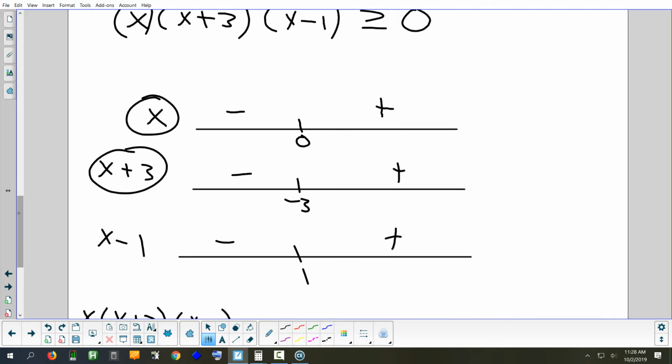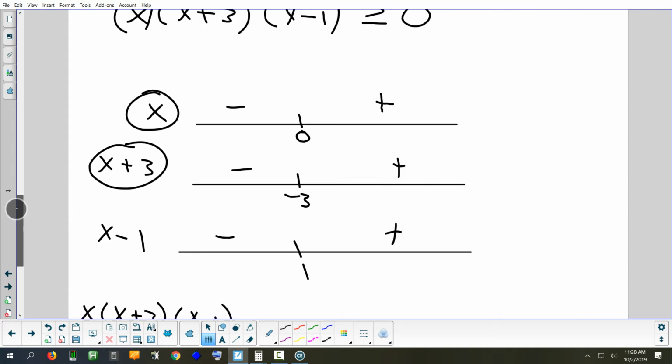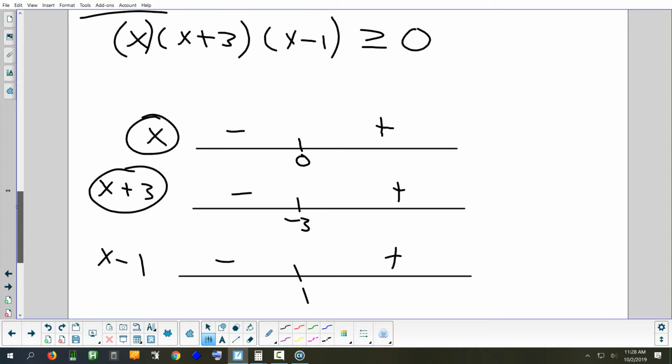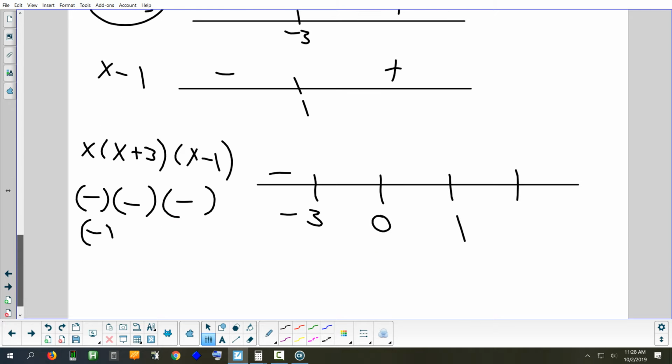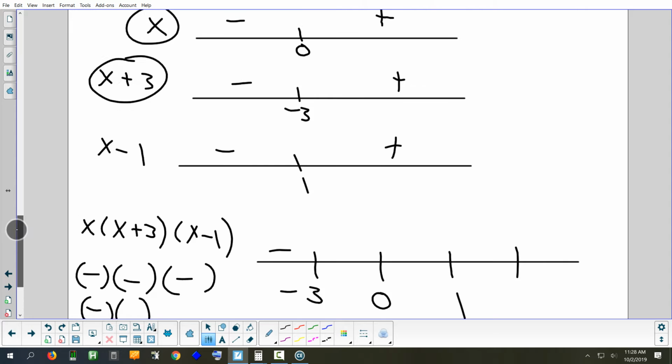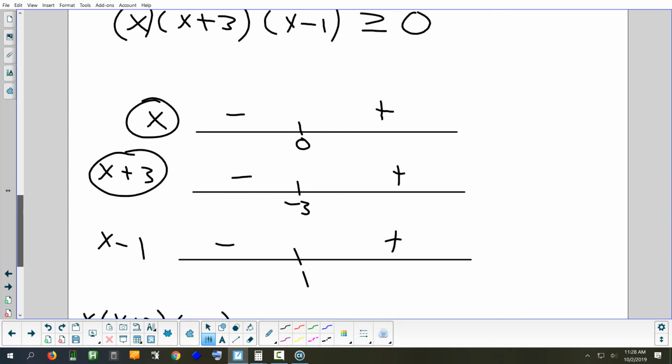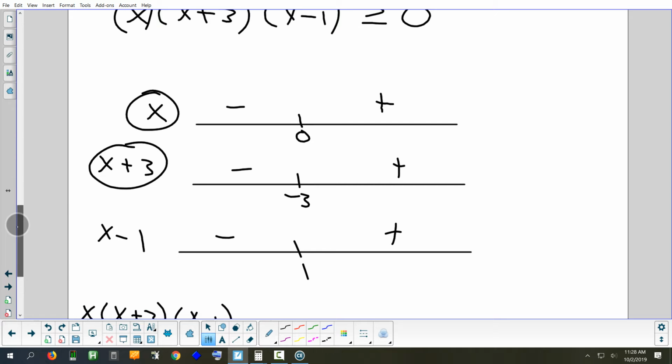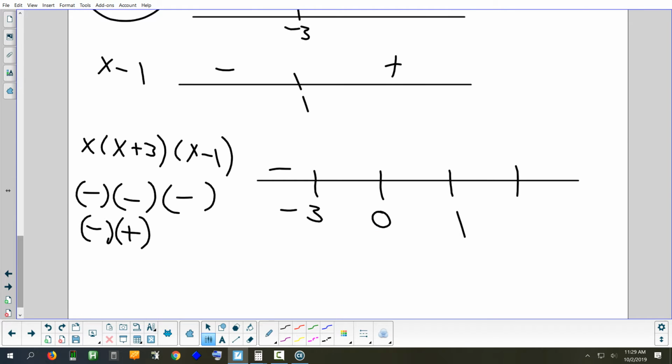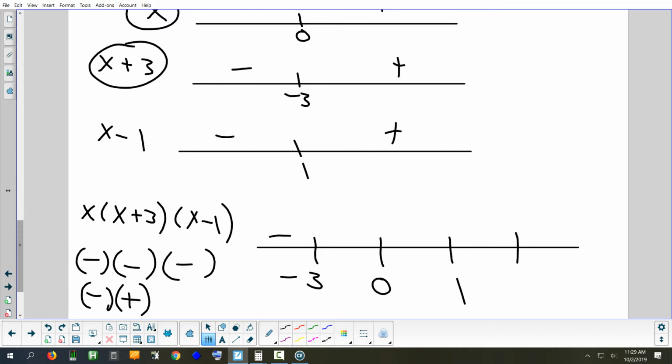Jacob, in the top one, if you are between -3 and 0, what section are you in? The negative sign? Yep. Chris, if you're between -3 and 0 in the second number line? Positive. Yep, just barely in the positives. And Jared, if you're between -3 and 0 in the bottom number line? Positive.